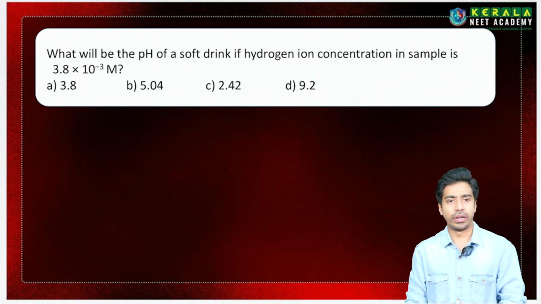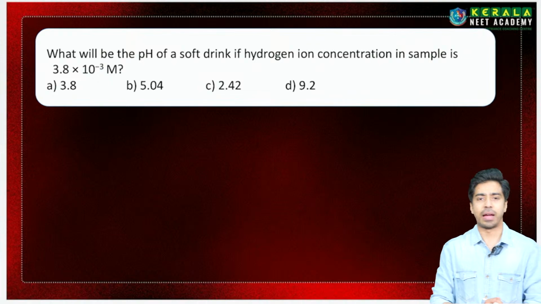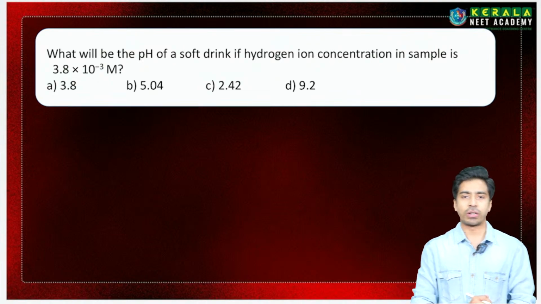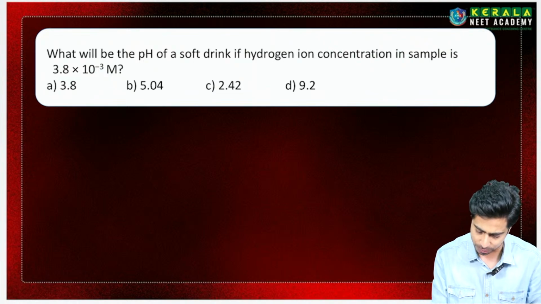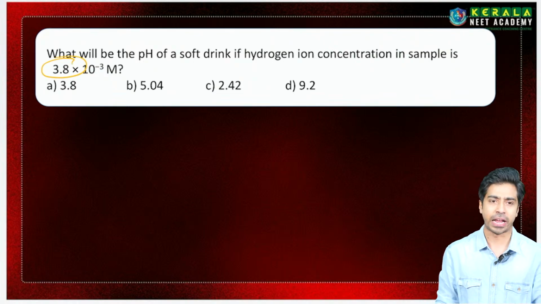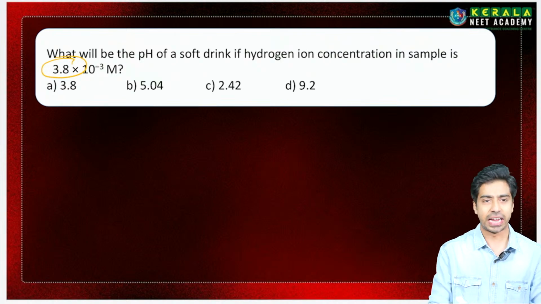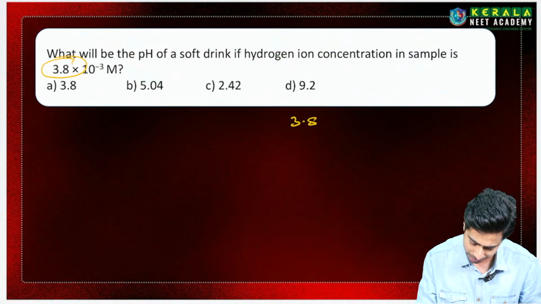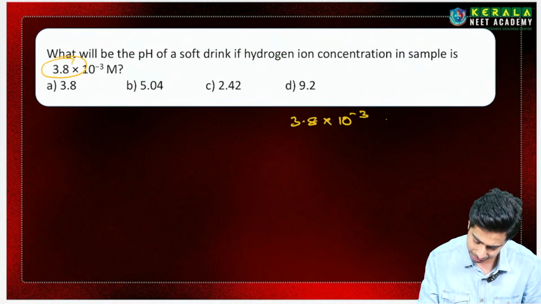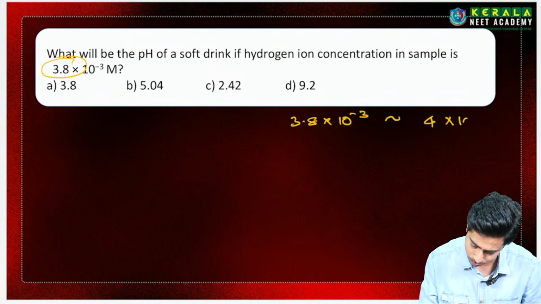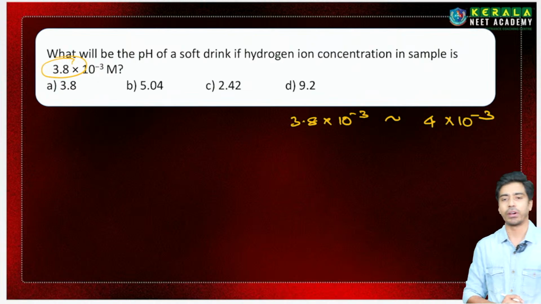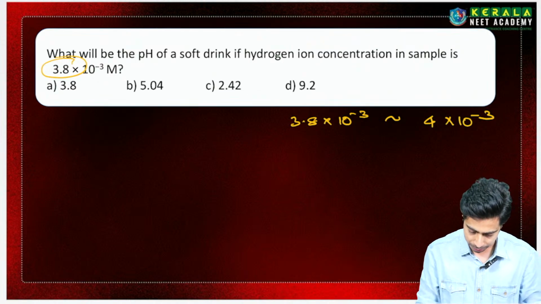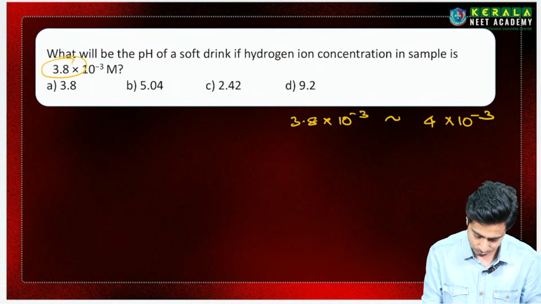Next one, you can do it. What will be the pH of a sample of soft drink if the hydrogen ion concentration in the sample is 3.8 into 10 raised to minus 3? You approximate 3.8 into 4. Same type of question, it's an NCERT exercise itself. Approximately you can do it as 4 into 10 power minus 3. You can do it, so I'm not going through that question.